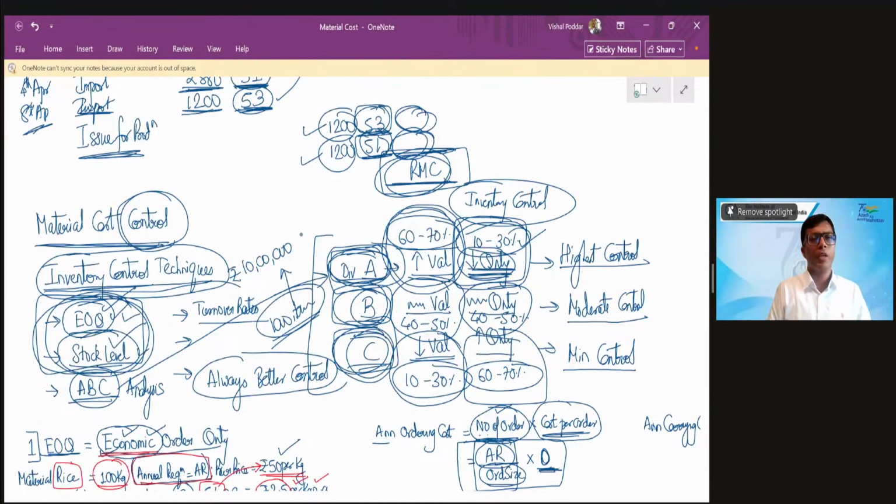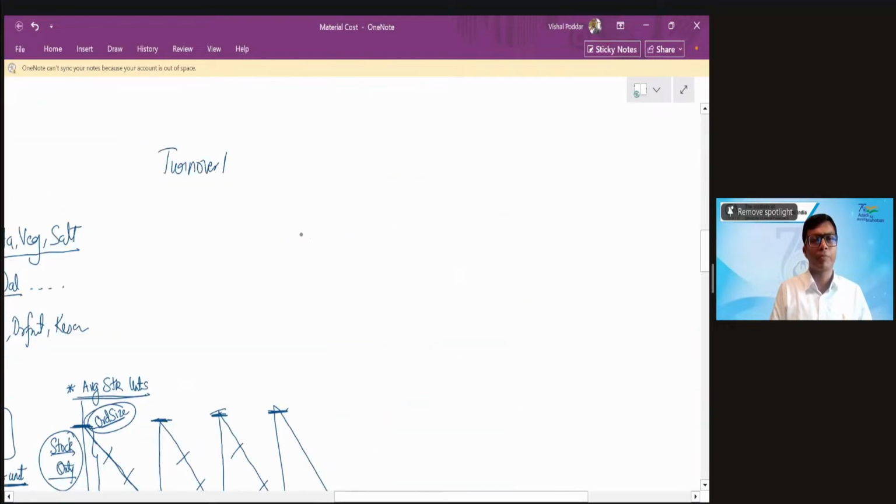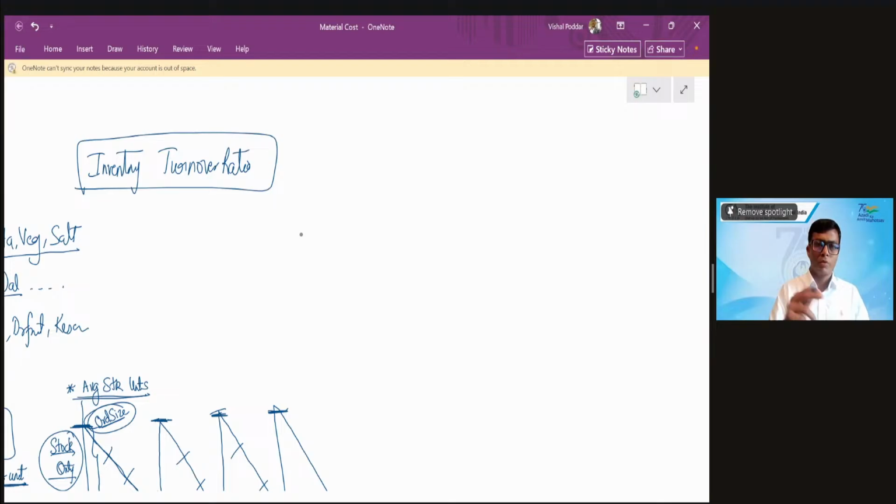So we calculate different types of ratios for the purpose of control. And in this, we have this very important ratio called the inventory turnover ratio. We'll study the turnover ratio in labor also, but right now in material, the turnover ratio is called the inventory turnover ratio. Now, what is the formula given for this inventory turnover ratio?